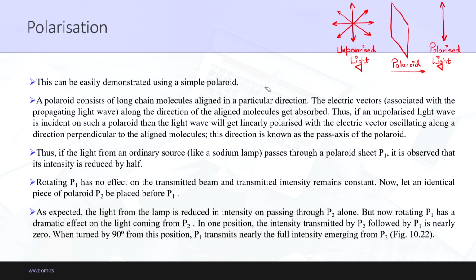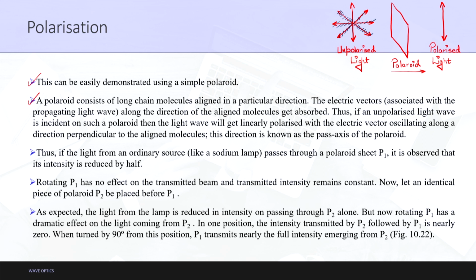I will explain the mechanism, what happens in a Polaroid. A Polaroid consists of long chain molecules aligned in a particular direction. The electric vectors associated with the propagating light wave along the direction of the aligned molecules get absorbed. So what happens is it just absorbs these electrical signals.